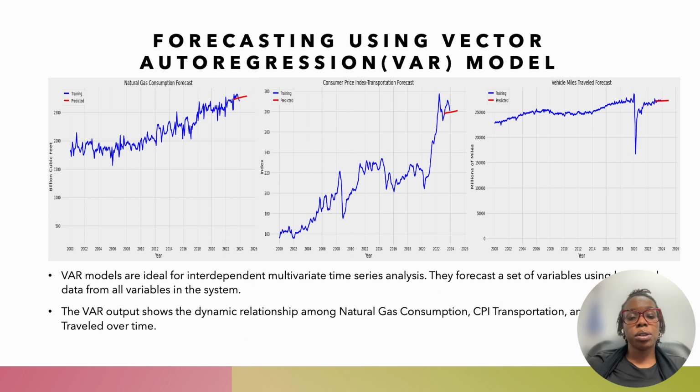The third and last model incorporated is the VAR model, which is a vector autoregression model. It's a model that is ideal for interdependent variables for time series analysis. The model's interconnectivity gives us insight into how natural gas consumption correlates with economic indicators, offering a multidimensional view of the economic view of the energy sector.